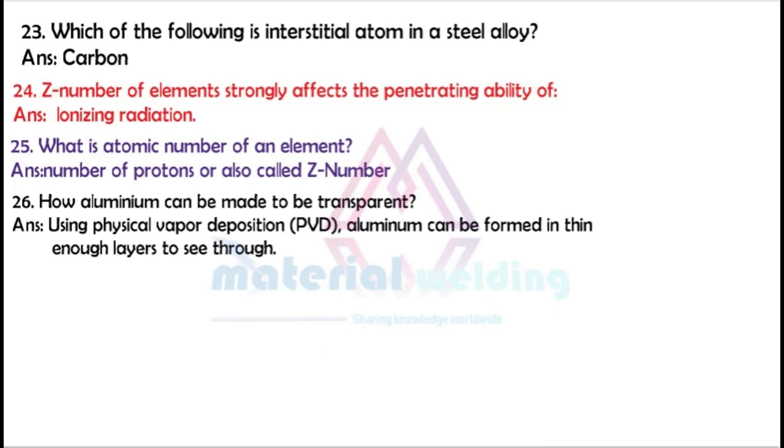Next, how can aluminium be made to be transparent? Using physical vapor deposition, aluminium can be formed into a thin enough layer to see through. Normally, metals are not transparent, but aluminium with this PVD process can be made transparent.